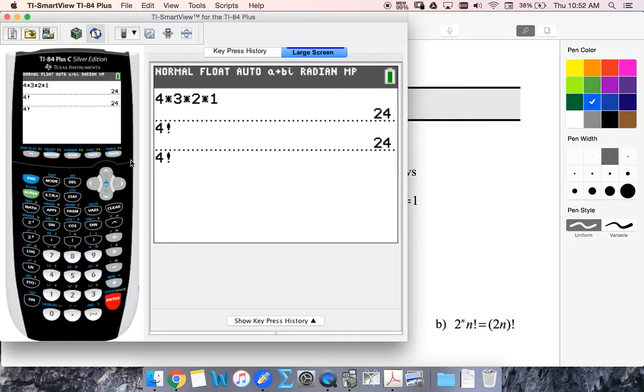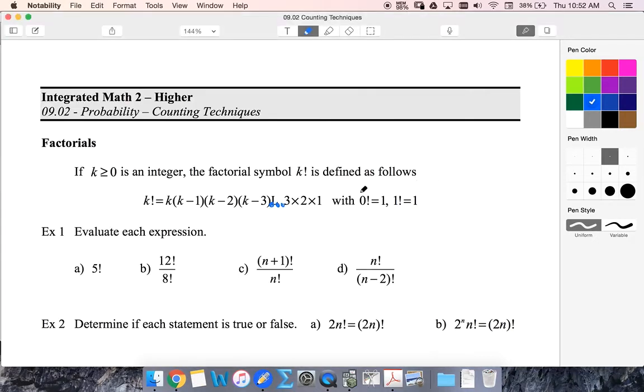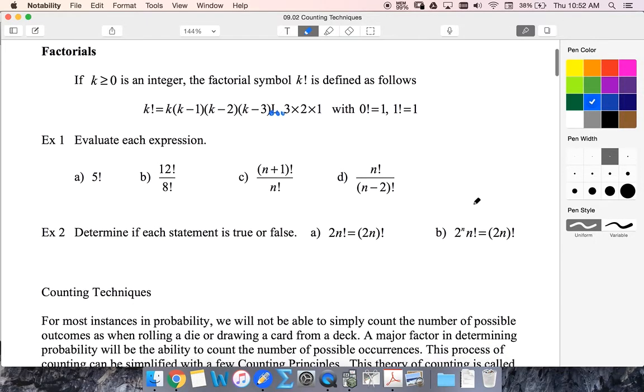All right, so now let's try 0 factorial. So the idea, we started at a number and we decreased down to 1. Well, 0 is already less than 1, but if we do 0 factorial, we get 1. And this is a definition of factorial. So we define 0 factorial to be 1, and 1 factorial is also 1. We use factorials a lot in the higher level probability calculations.